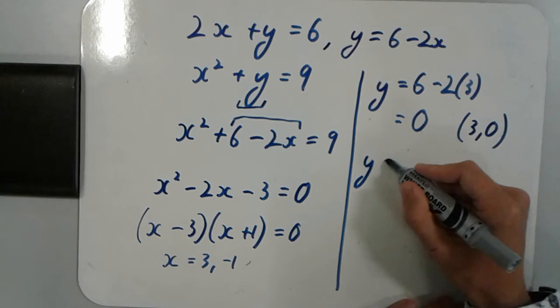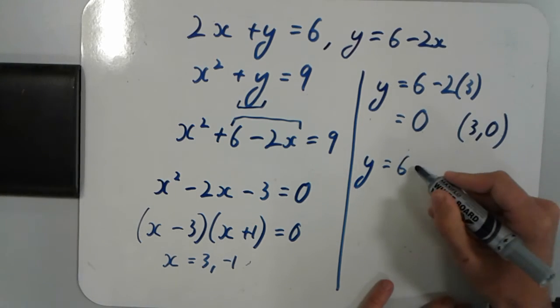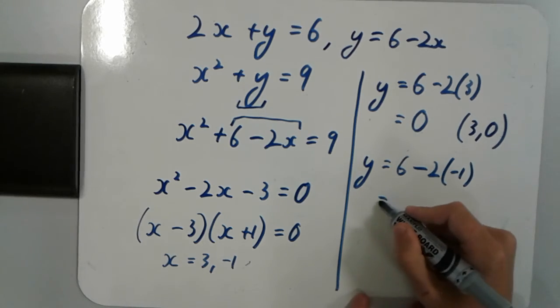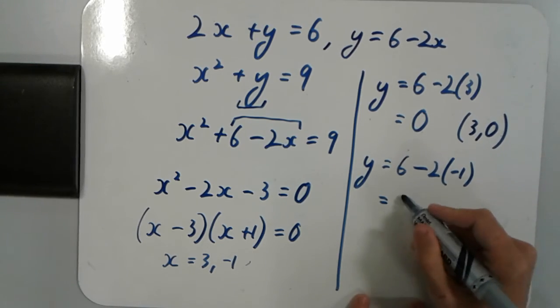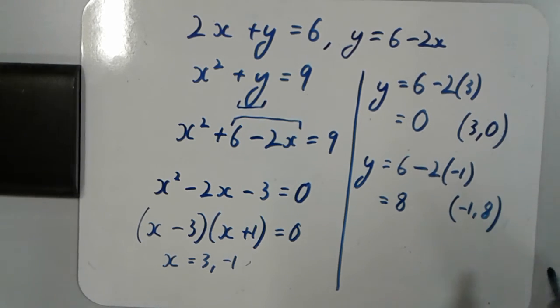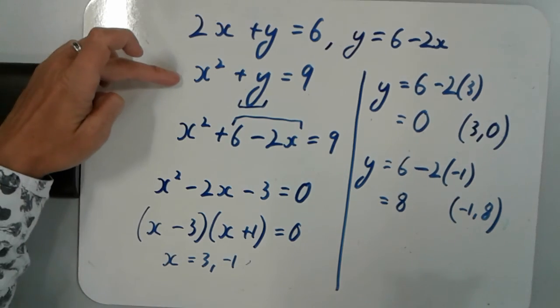And then secondly, we would have y equals 6 minus 2 times minus 1. So we're going to get 6 plus 2 is 8. The second point of intersection between this line and that quadratic.